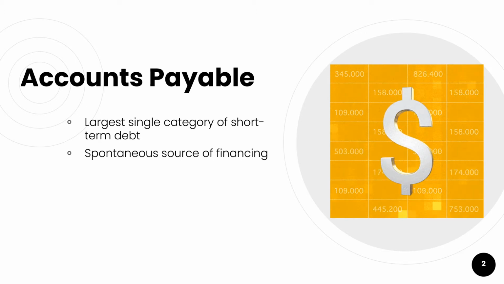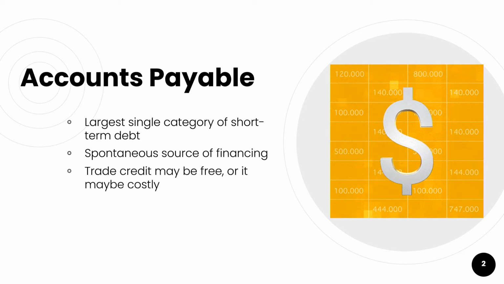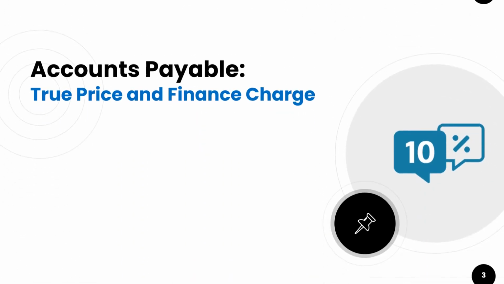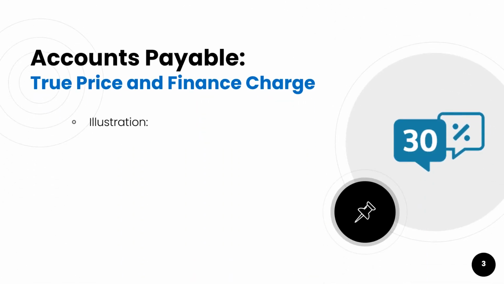Trade credit may be free, or it may be costly. If the seller does not offer discounts, the credit is free because there is no cost for using it. However, if discounts are available, the concept of true price arises. To illustrate the concept of true price, we have a simple example.